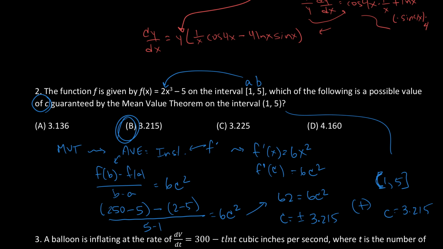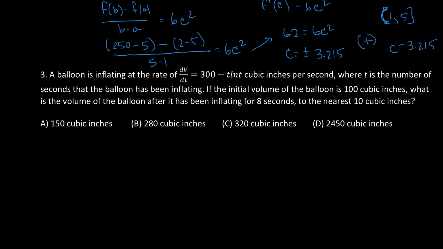All right, moving on to that third problem. And here it says a balloon is inflating at this rate in cubic inches per second, and t is the number of seconds that the balloon has been inflating. If the initial volume of the balloon is 100, what is the volume of the balloon after it has been inflating for 8 seconds, and round to the nearest 10 cubic inches? All right, so they give us an initial value. So V of 0 is equal to 100. So that's kind of important after we do this.